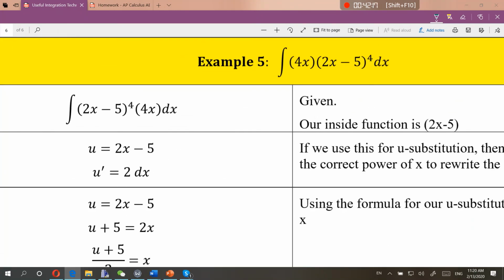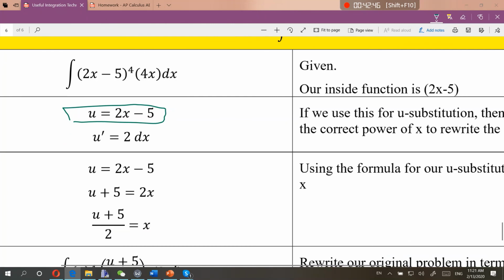So for this one, I've got an inside part of this fraction that has to be 2x minus 5, right? When I differentiate that, I get 2 dx, which is not what I have for my power on the outside. So what I'm going to do is take the function that we just created for u. u is 2x minus 5. And I'm going to try to rewrite it for x and see if I can substitute. So if I do, this will be u plus 5 divided by 2 is equal to x.